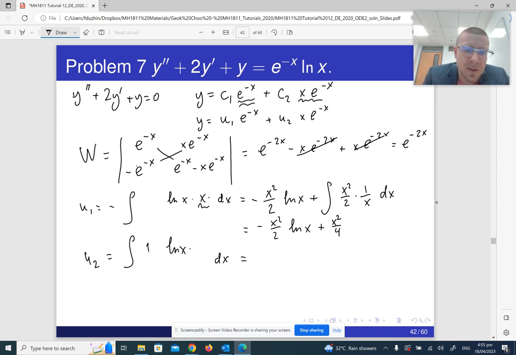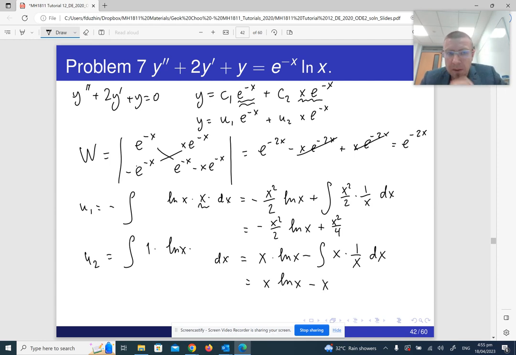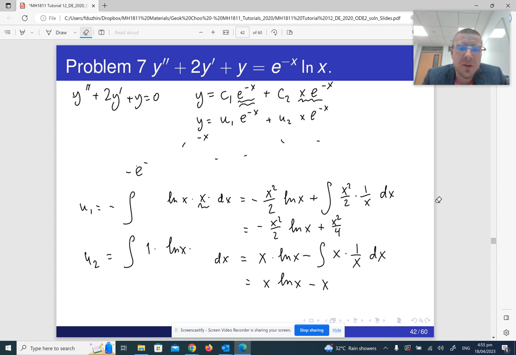So I can write it as 1 times ln x. So I'm going to find the antiderivative of 1, and it's going to be just x times ln x minus the integral of the antiderivative of 1, which is x, times the derivative of ln x, which is 1 over x dx. So this is x ln x minus x times 1 over x is just 1. Its antiderivative is x. Okay, so this is u1 and u2. And I guess now I don't need the Wronskian anymore. So I'm going to just combine these two together to get the answer.